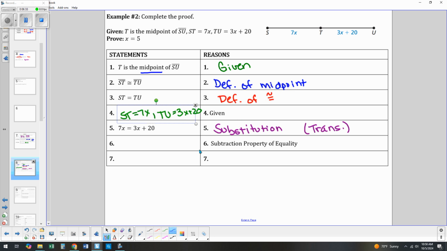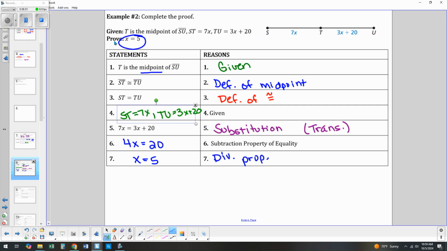So now that I have this equation, I'm going to go back to solving the same way I know how to solve, right? I'm going to use the subtraction property. I'm going to subtract 3x from both sides. So now I have 4x equals 20. And my last step, if I use the division property, I can divide both sides by 4 and we get x equals 5. And that is what I wanted to prove.